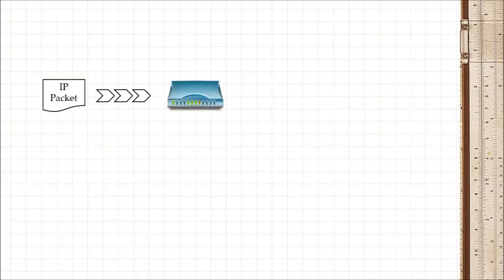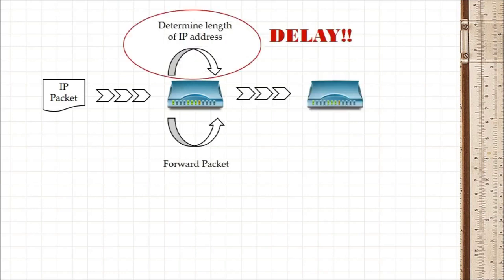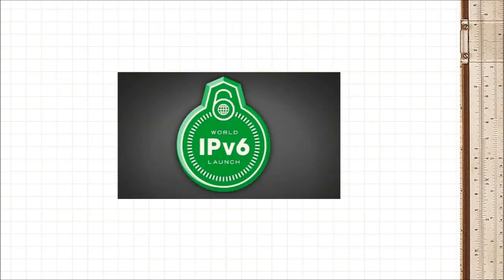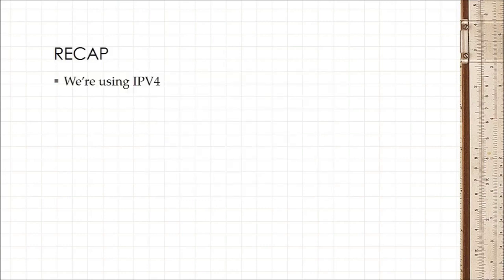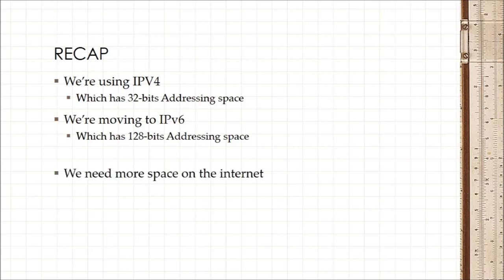The Internet works on speed, and if routers had to spend even a fraction of a second unpacking a packet to find out the IP address, that would slow down the entire Internet. So a fixed length of 128 bits was chosen, and out of it was born IPv6. So just to recap, we're currently using IPv4 that has 32 bits addressing space, and we're moving to IPv6 that has 128 bits of addressing space, and the reason why we need that is because we need more space on the Internet.